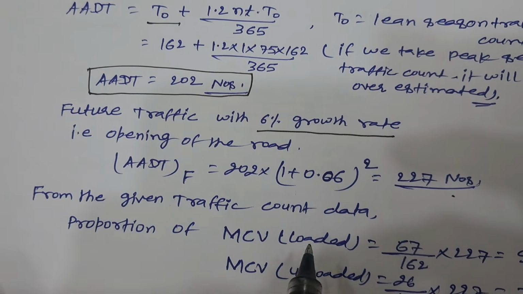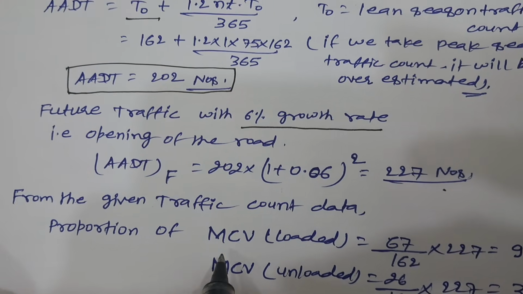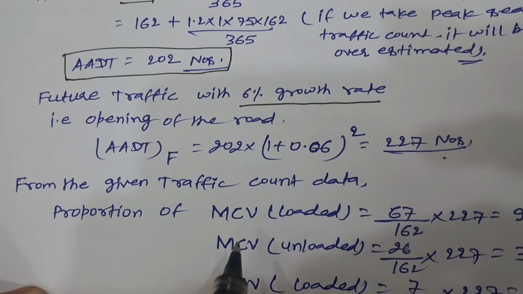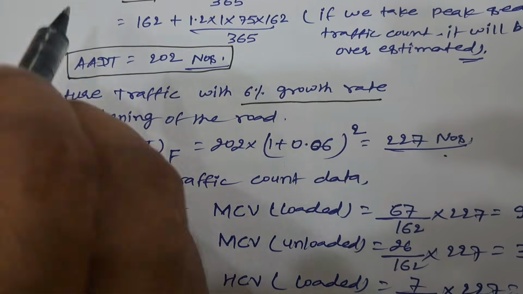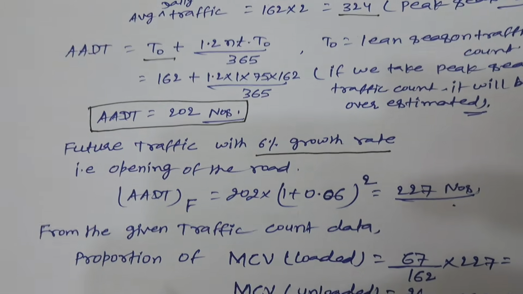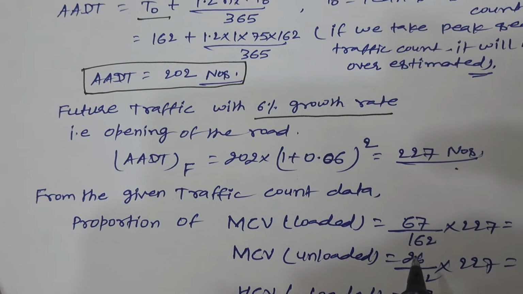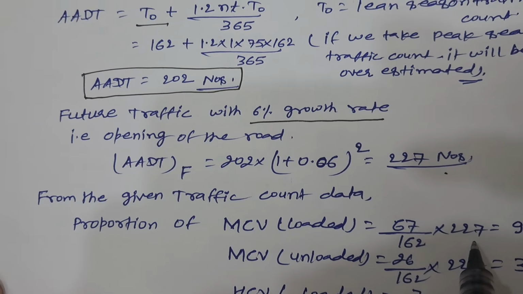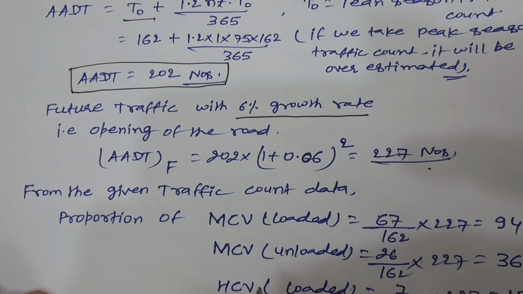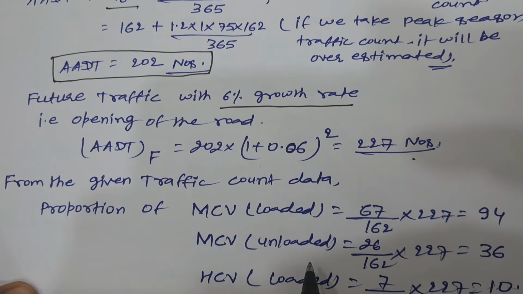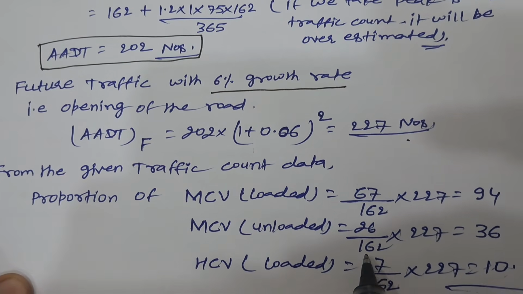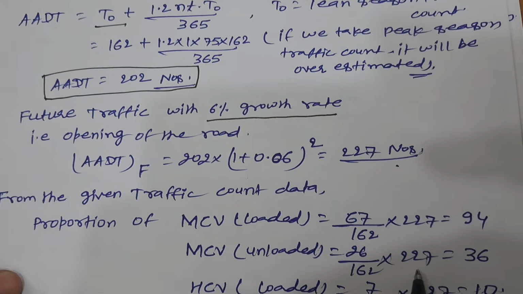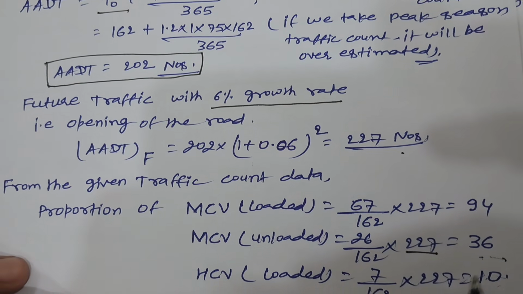And from the given traffic count data, you will find the proportion of MCV in different conditions, meaning loaded condition, overloaded and unloaded. So for MCV loaded condition, there are 67 numbers given. So to find the proportion of MCV, 67 divided by 162 into 227 will come 94. And similarly MCV in unloaded condition, 26 divided by initial count 162 into future traffic 227, so it comes 36.